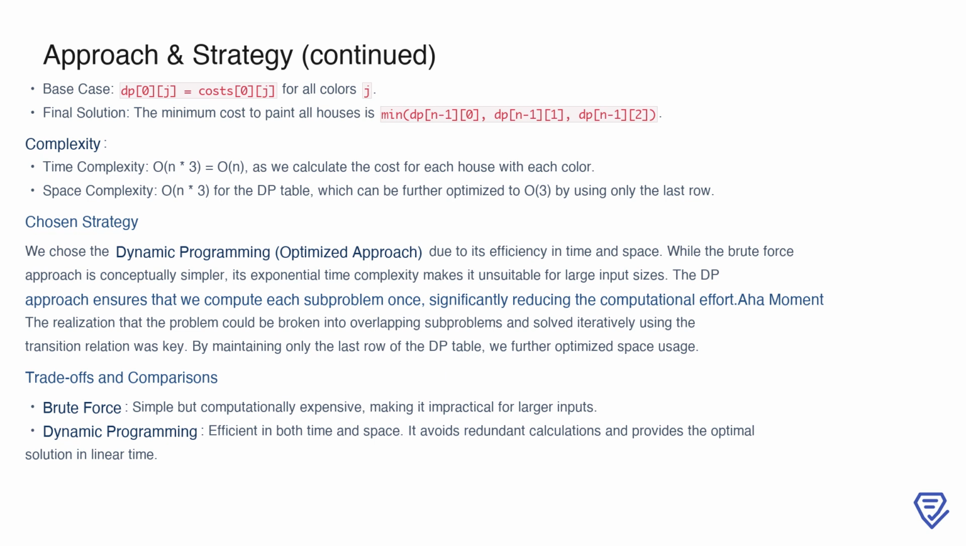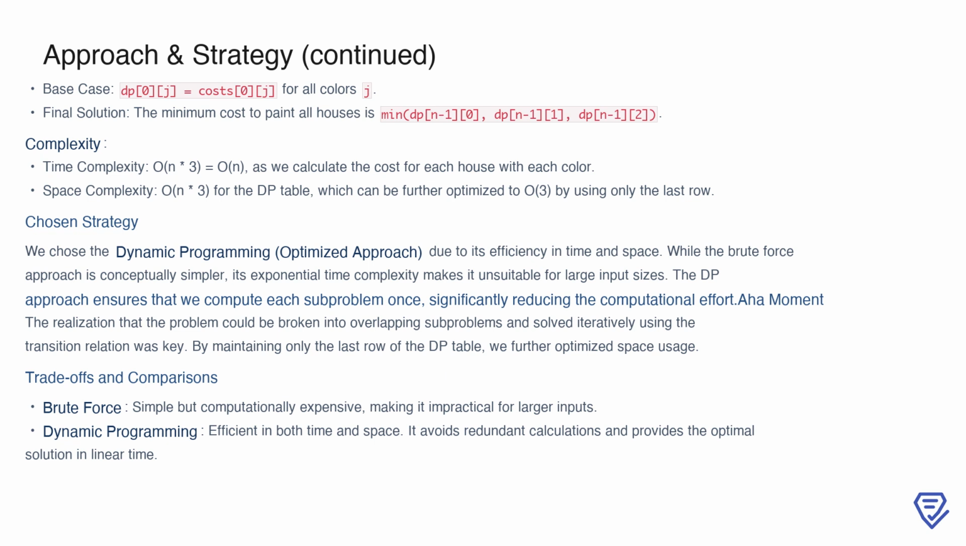From there, we iteratively build the solution for each subsequent house using the transition relation. The final solution is the minimum cost of painting all houses, which is the smallest value among dp[n-1][0], dp[n-1][1], and dp[n-1][2].